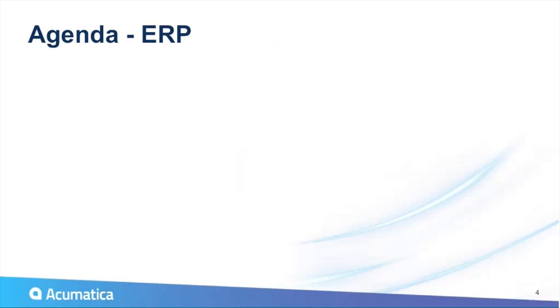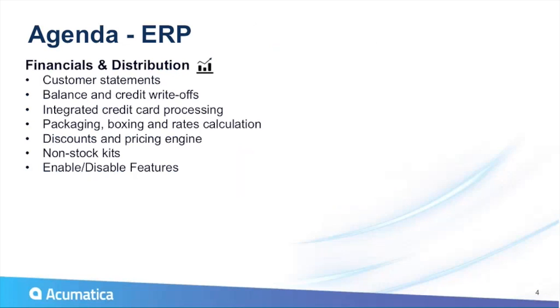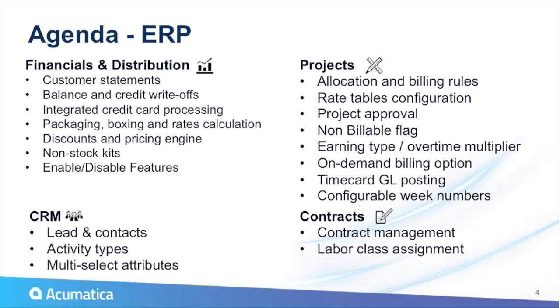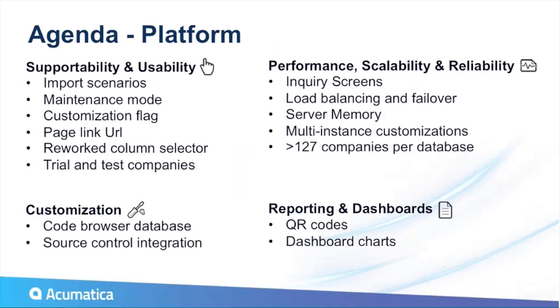So today, I will divide my presentation into main sections. The first one is the ERP product. We'll first start with financials and distribution. We'll then go to CRM, projects, and finally, contracts. Next section of the presentation will be the platform, general improvements that we made to the platform. So things like improved performance of inquiry screen, simplified configuration of import scenarios, as well as a reworked column selector that you will see in every grid in the product.